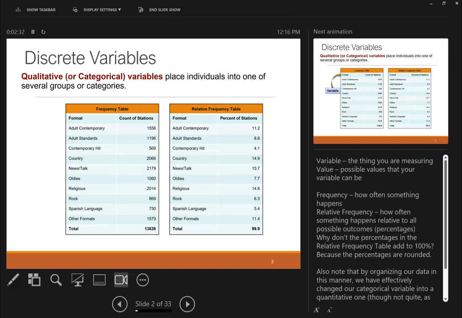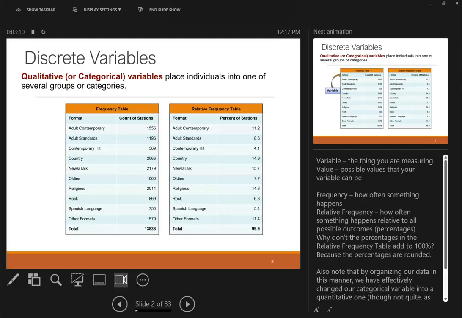The table on the right is a relative frequency table. So again, what you're given there is the category title and then the percentage of the total for that category. So if I look at adult contemporary, I got 11.2%. How did I get the 11.2%? I took 1,556 and divided it by 13,338 and multiplied by 100, rounded to 3 sig figs.